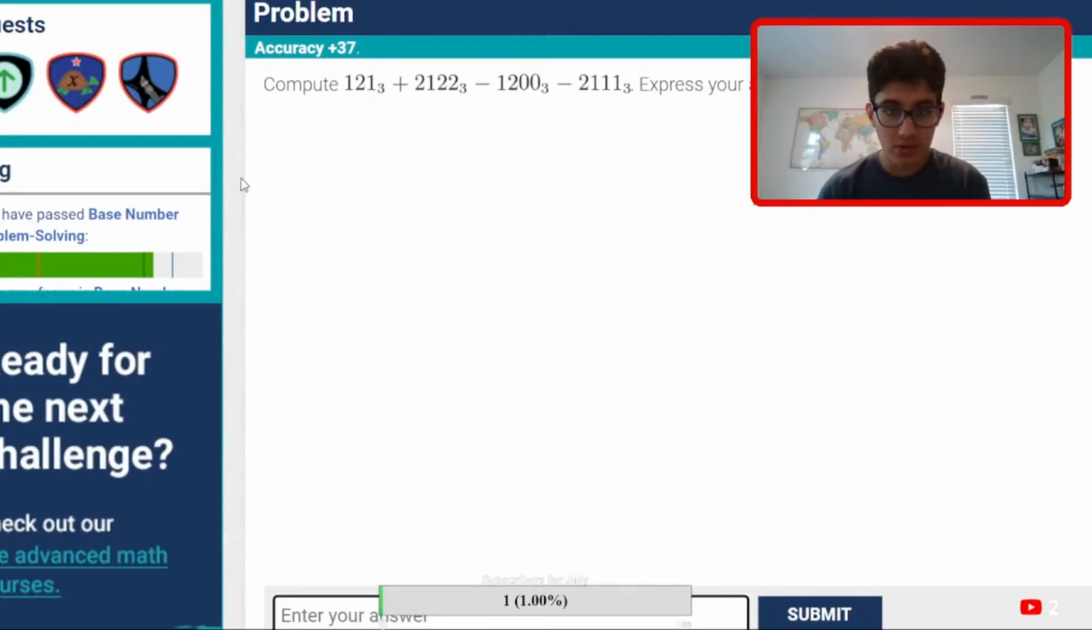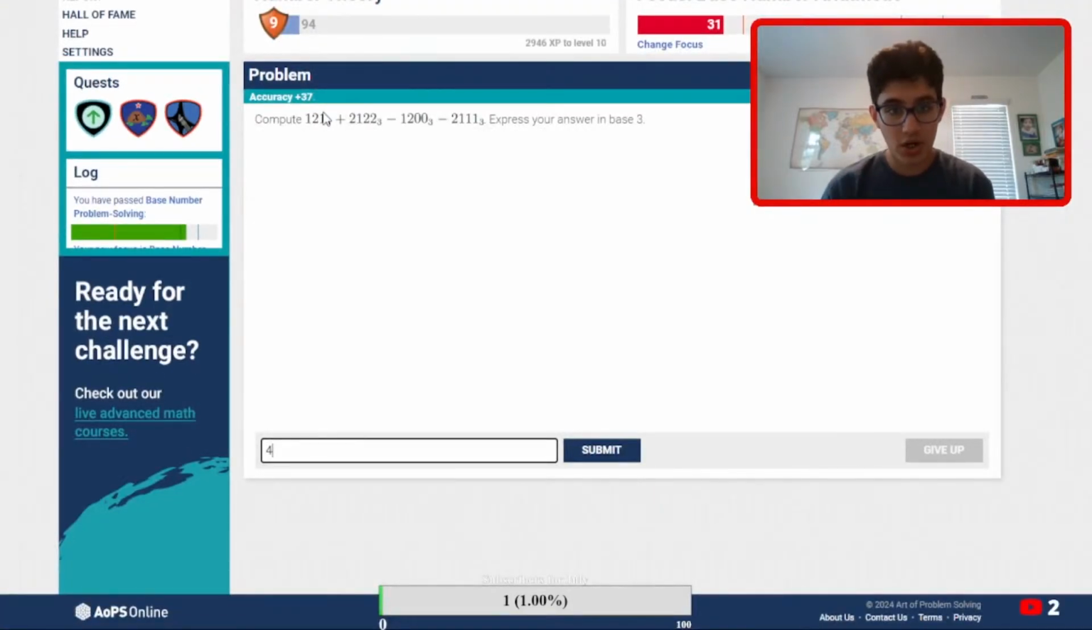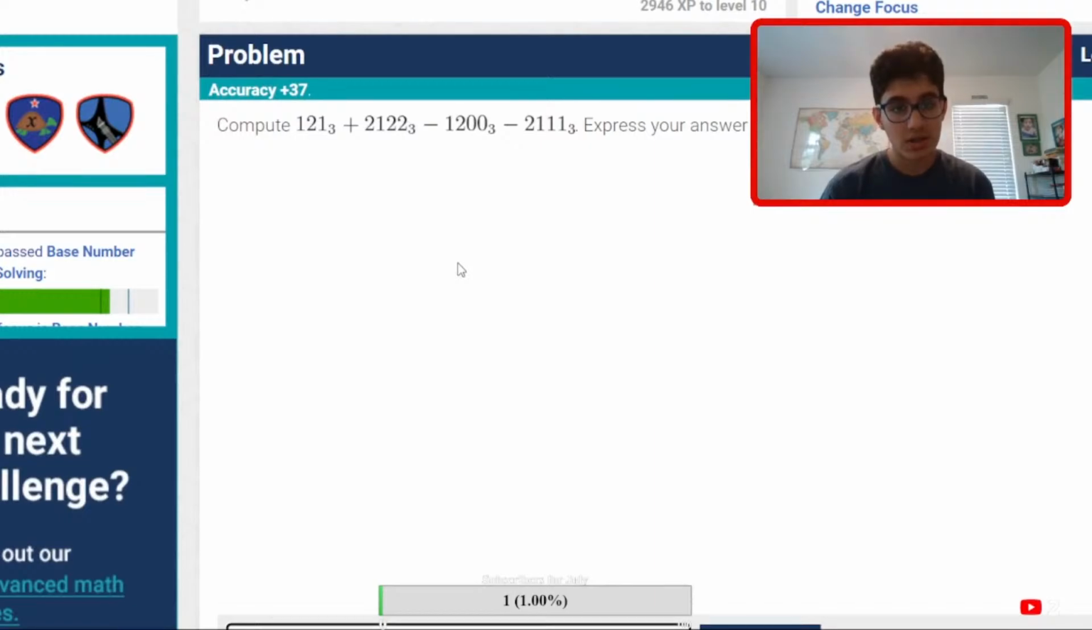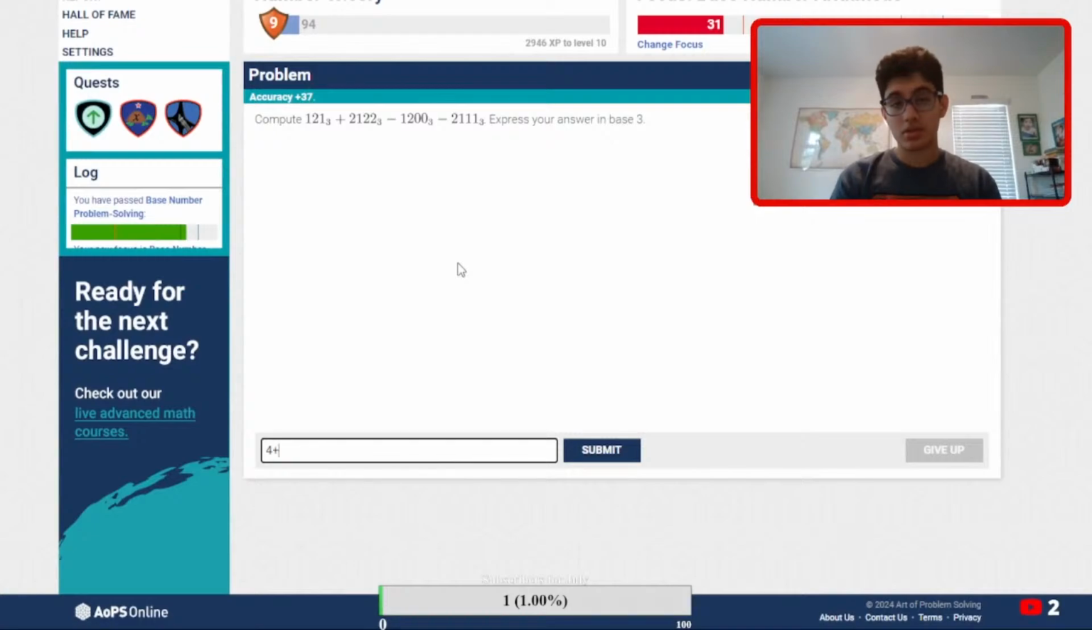We can actually do the arithmetic with this. The second and fourth terms, when you subtract them, give you 11 base 3. That's it. 11 base 3 is just 4. What is 121 base 3? 1 plus 9, 10, 10 plus 6, 16. So it's 20 minus 1200 base 3. Right? What is 1200 base 3?